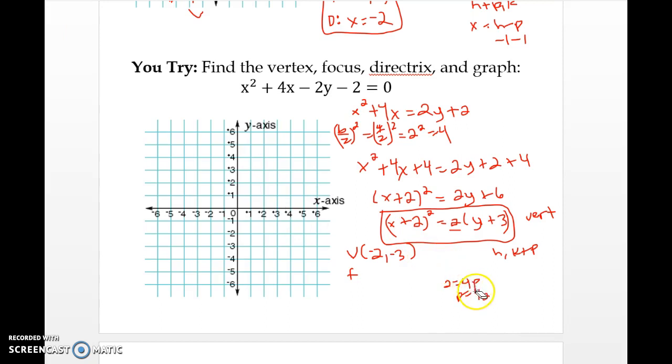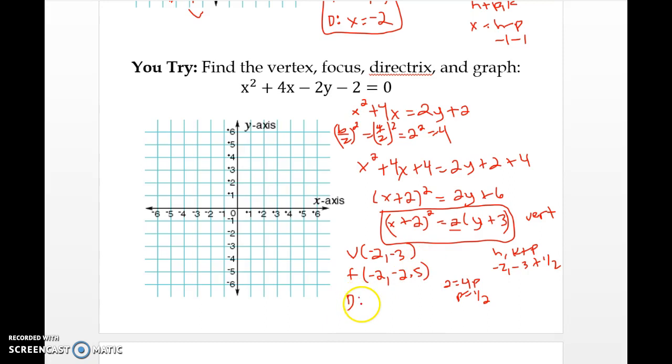I will go ahead and rewrite that a little nicer. 1/2. So my focus is going to be h, which is negative 2, comma negative 3 plus 1/2. And you can write this in decimal form or fractional form. I'm just going to write it in decimal form. Negative 3 plus 1/2 gives you negative 2.5.